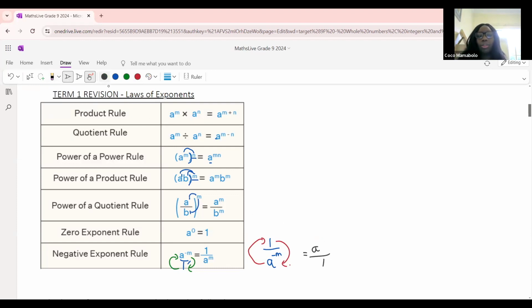Now, I know that you guys have already done this, so I'm going to give you some time to practice. I'm going to give you a couple of sums, and you can try them and then put your favorite emoji in the chat when you're ready.